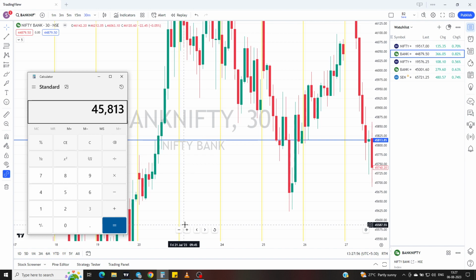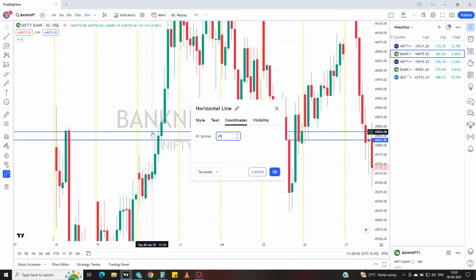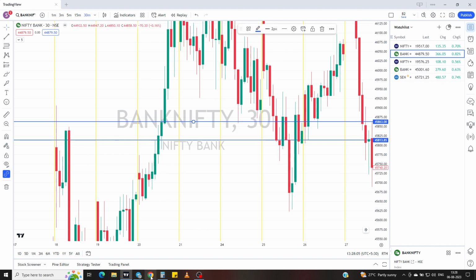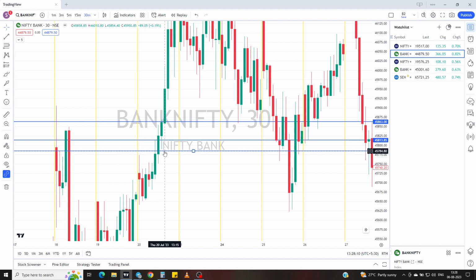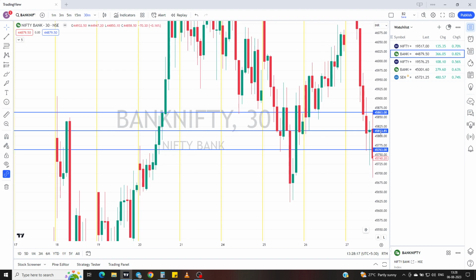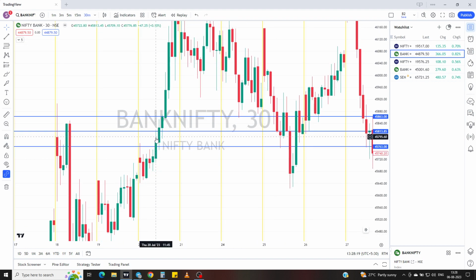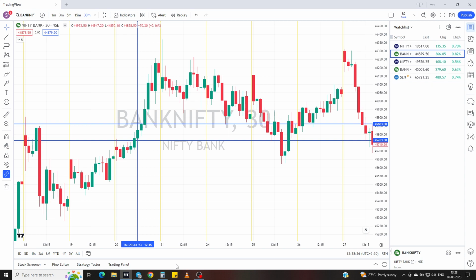So 45813 plus 50, 45863. Okay, we have marked all the levels here. Now this candle has given a breakout and our entry starts from the next candle, right? This candle high was taken by this candle and our entry starts from the next candle, and now we are going to remove the middle line, that is not needed for us.